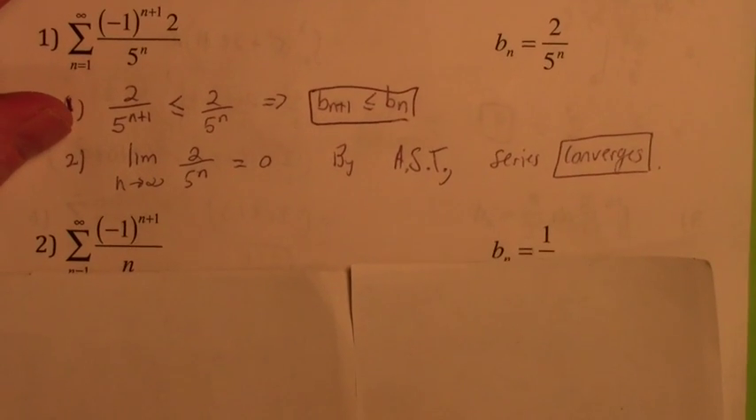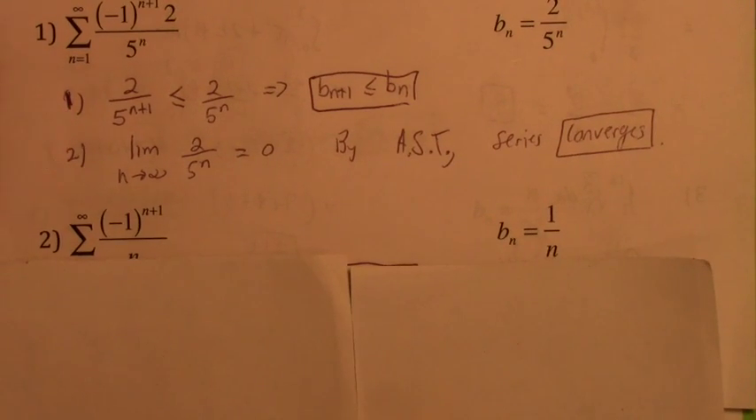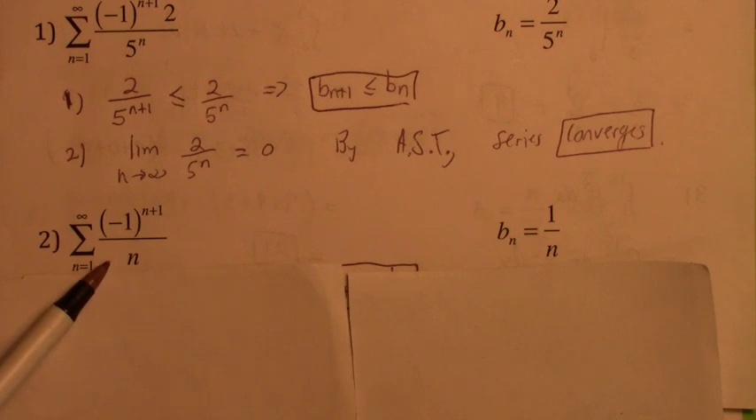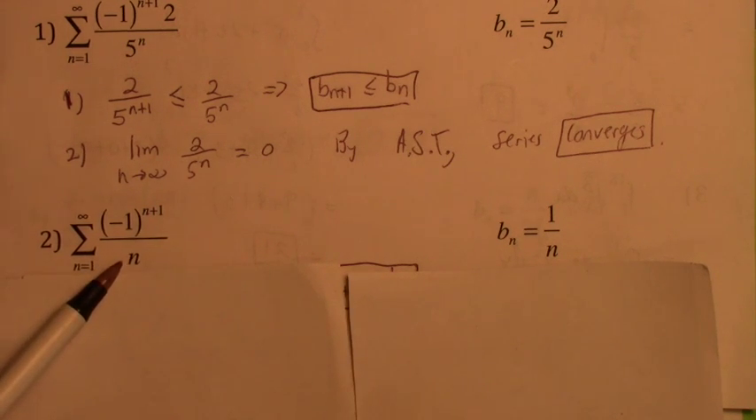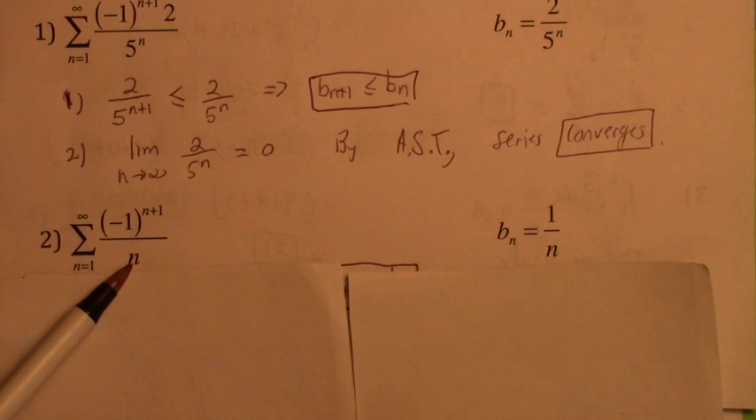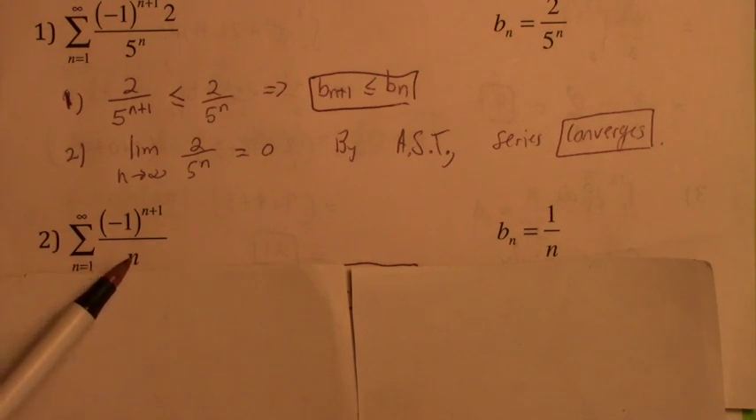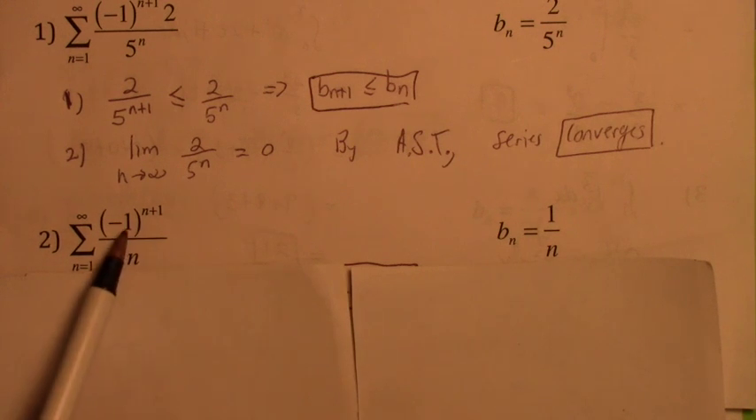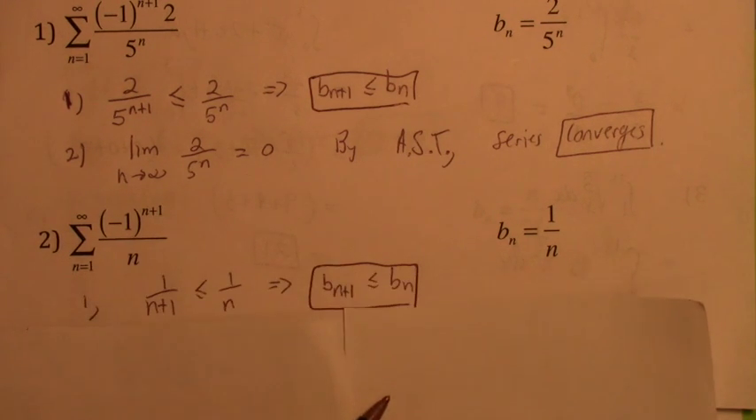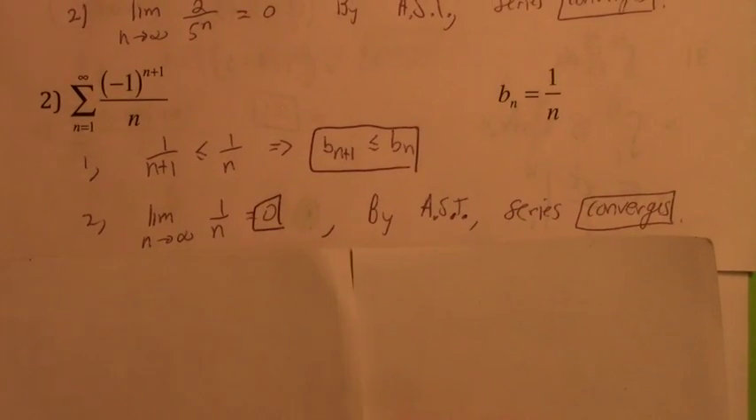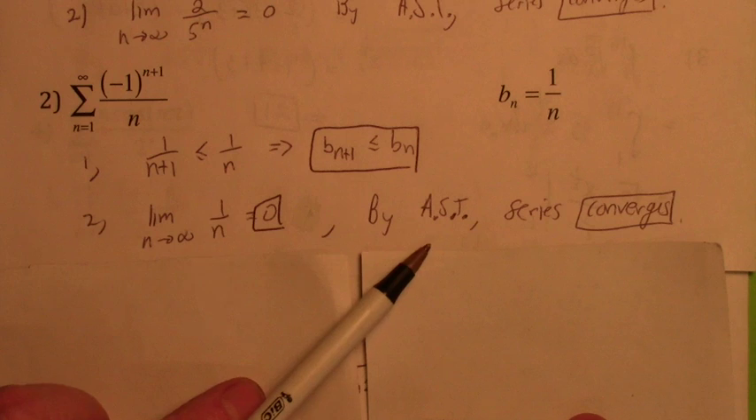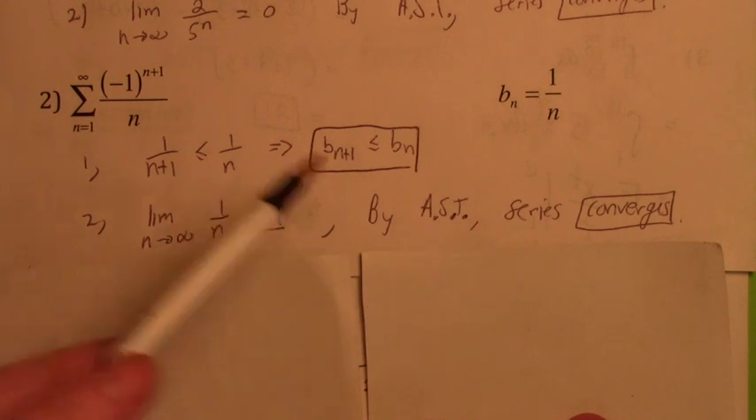All right, this is a very important one right here. This is actually called the alternating harmonic series, okay? It's the harmonic series, but it has an alternating part here. We're going to show that this alternating harmonic series is convergent, even though the harmonic series is divergent. That's very important. This is a very important example. So b sub n, if you take away the alternating factor, is this. And again, I think it's clear that b sub n plus 1 is less than b sub n, and the limit is 0. So by the alternating series test, the alternating harmonic series is considered to be convergent.